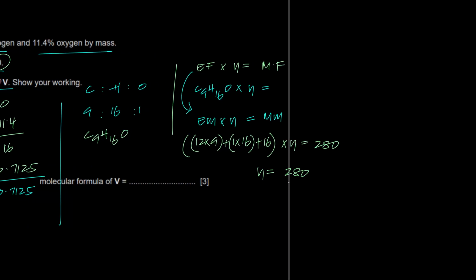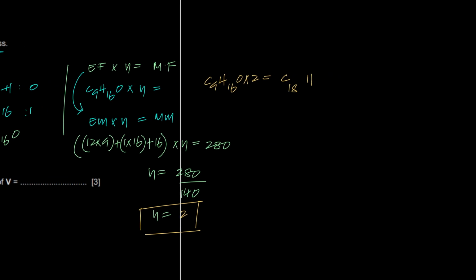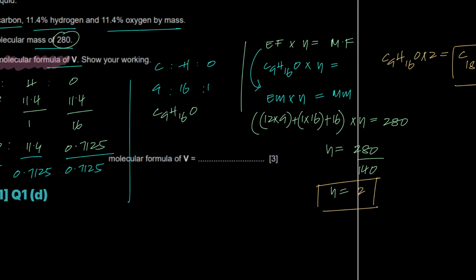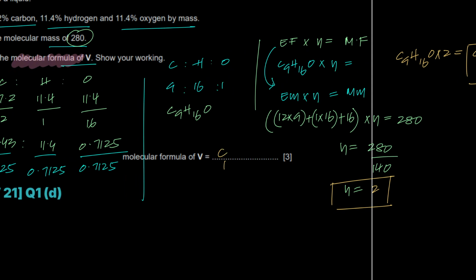So n equals 280 divided by whatever this is. Can somebody total this out? The total is 140. So 280 divided by 140, n equals 2. Once you multiply C9H16O by 2, you get the molecular formula: C9 times 2 is 18, 16 times 2 is 32, and 1 times 2 is 2. This is the molecular formula, C18H32O2. If I were the examiner, I would test this only for 1 mark, because it's O levels. Nothing new, not a difficult calculation at all.